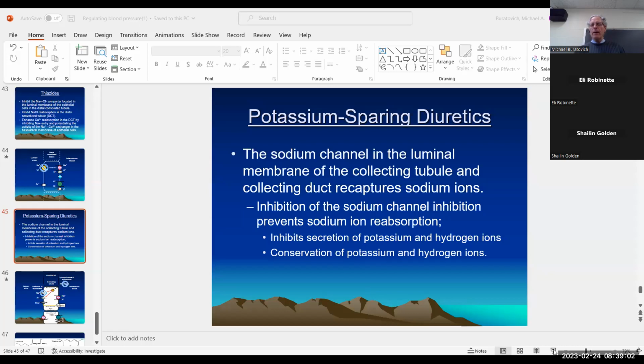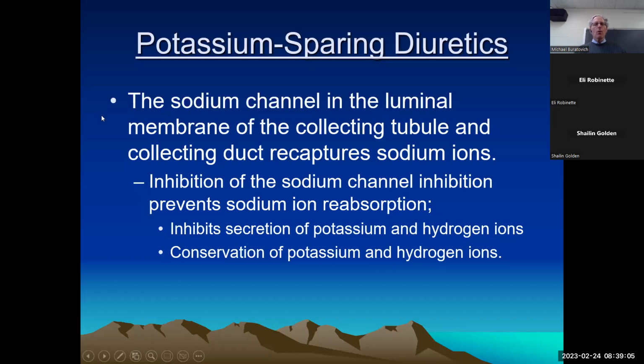Now, your potassium-sparing diuretics work in the late distal convoluted tubule, and they also work in the collecting tubule. They are typically going to antagonize the activity of aldosterone. That's pretty much how they work. So they will inhibit sodium channel recapture of sodium. They inhibit the secretion of potassium, therefore they will keep potassium. They'll conserve hydrogen ions and potassium.